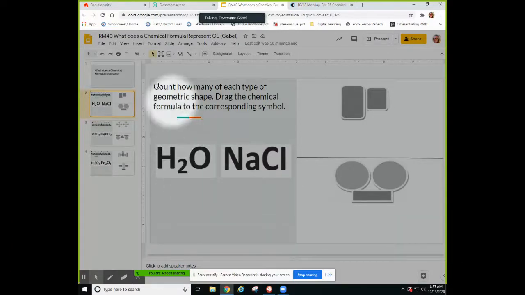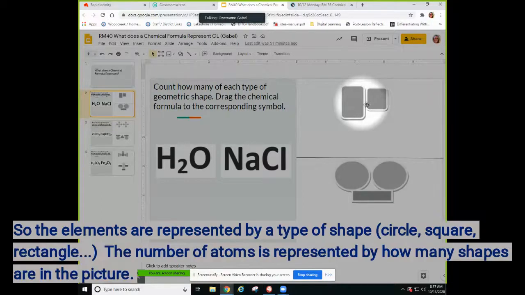So the directions for this activity say, count how many of each type of geometric shape. Drag the chemical formula to the corresponding symbol. Okay, so when you look here, we have 2 shapes, but they're different sizes. This one's bigger and this one's smaller. But there's 2 total shapes. 1, 2. And if you look down here, we have 1, 2, 3 shapes, but 2 types. So we got 2 circles and we got 1 rectangle. So 2 types of shapes, a circle and a rectangle, but we have 3 shapes total.